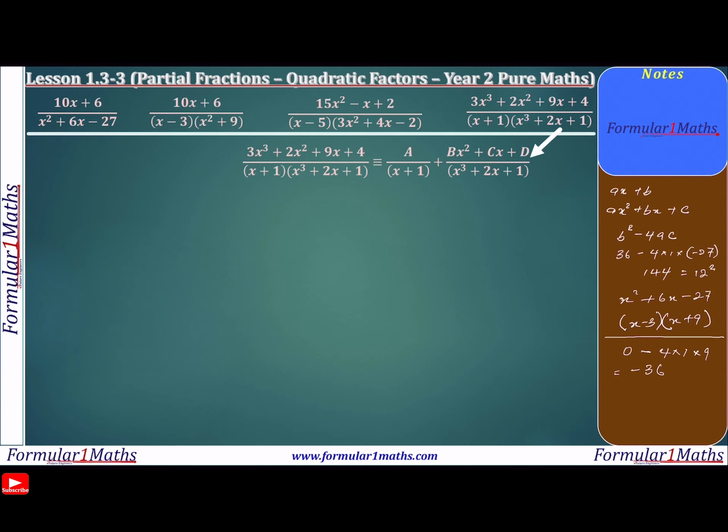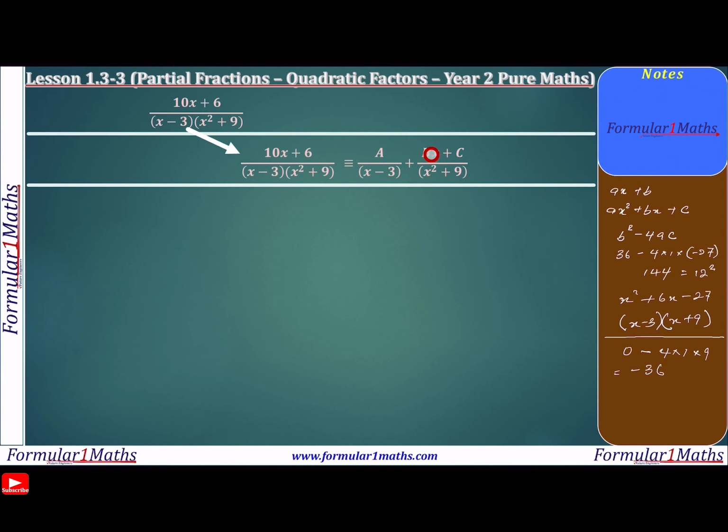So we're going to go ahead and solve this question here using the same principles that we've learned before. So we are going to find the values of A, B, and C in this case. And we are going to use the same principles, and we will multiply both the left-hand side and the right-hand side of this equivalent relationship by the denominator of the left-hand side.